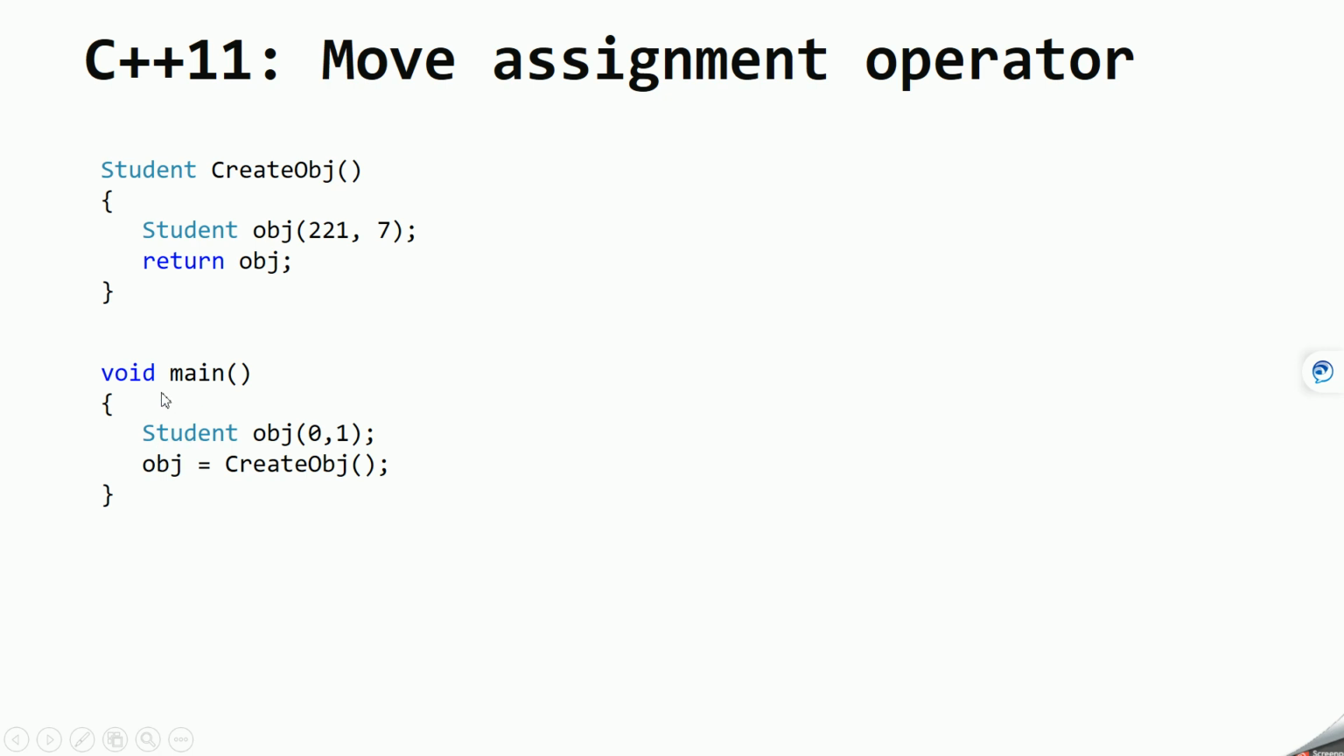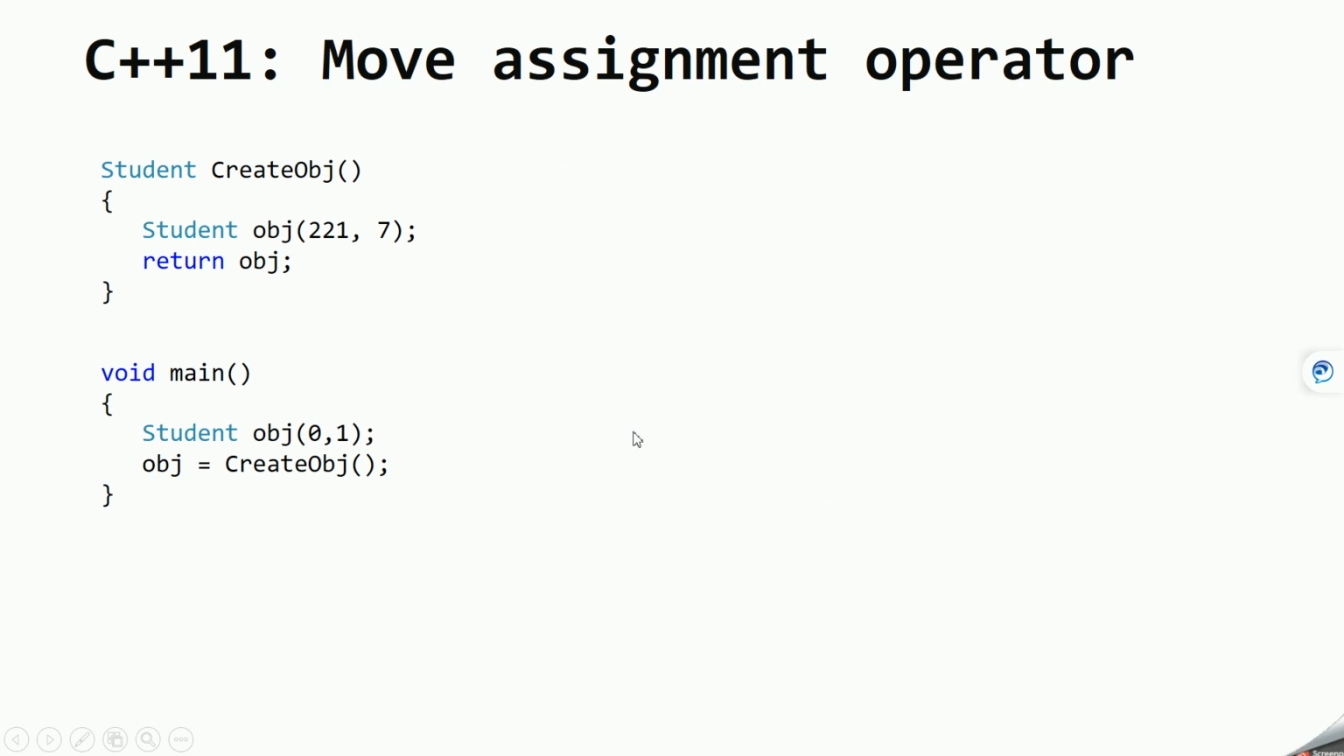So here in main we have created an object by passing 0 and 1 as two parameters, and then we are creating another object using this create object function and assigning it to the object that we have already created. So in this case also, when this function returns, there will be two copies of the object. The first will be the object which is getting returned as a temporary object, and the second copy will happen when we are assigning it to this object.